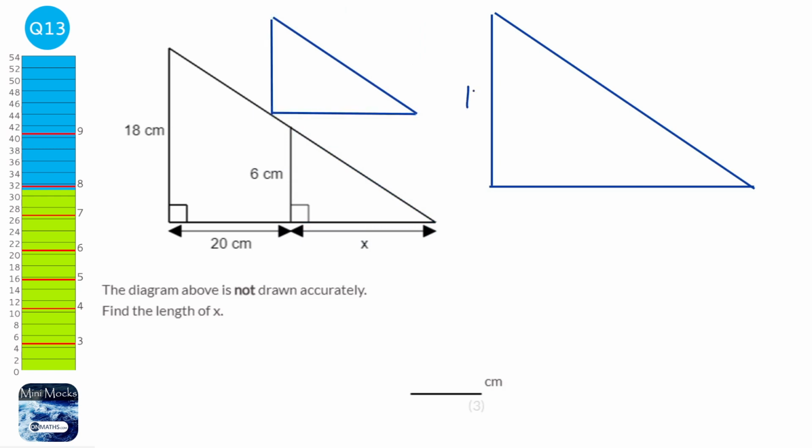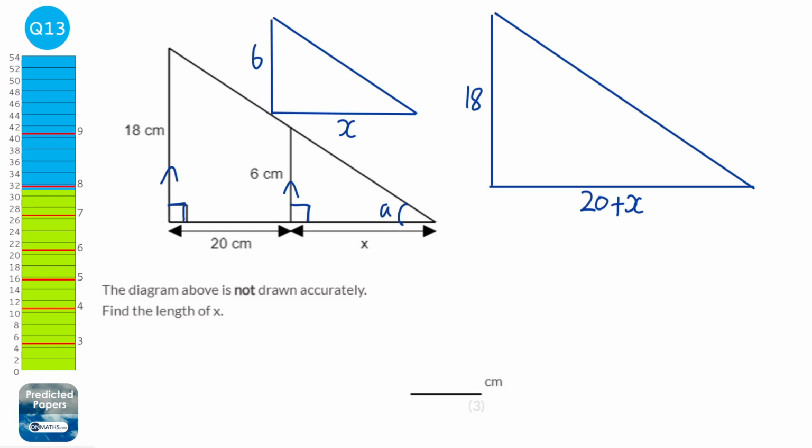And we can label the sides of them as 18. Now this long length would be 20 plus x, 20 centimeters plus x. Then we've got 6 here and we've got x here. Now the 2 triangles are similar because the sides here, we know they are parallel because they are right angles, and they share an angle here, which we can just label as A, and so they are definitely similar, which means that one is an enlargement of the other.